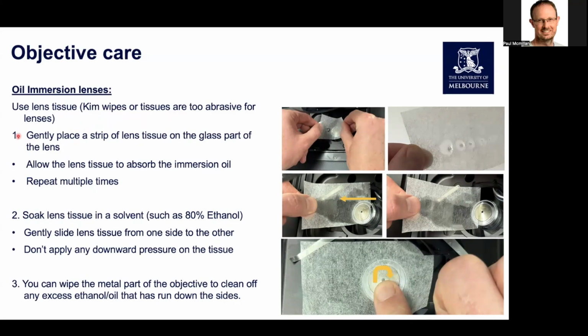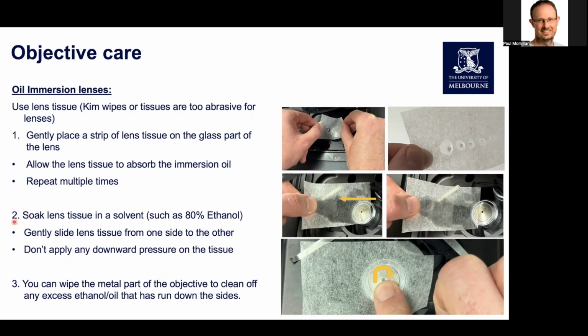What we ask you to do is take one strip of the lens tissue and gently dab it over the top of the lens. You can see the first dab here, we've got lots of oil. By the time we go down, it's coming off less and less. We've taken the majority off.